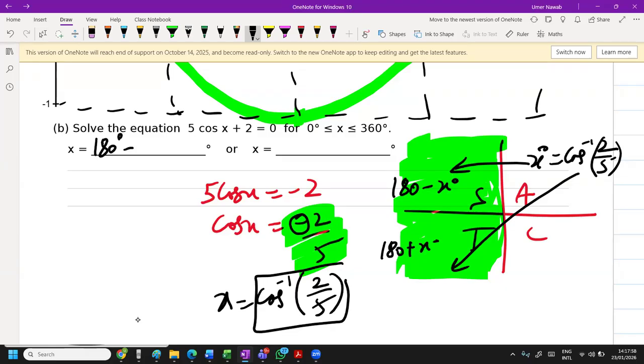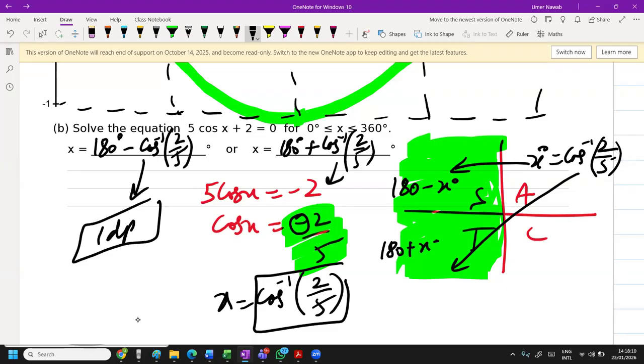180 minus shift cosine of 2 over 5. And here I'm writing 180 plus shift cosine or inverse cosine of 2 over 5. Whatever the answer comes, you need to write the answer to 1 dp and this answer to 1 dp.